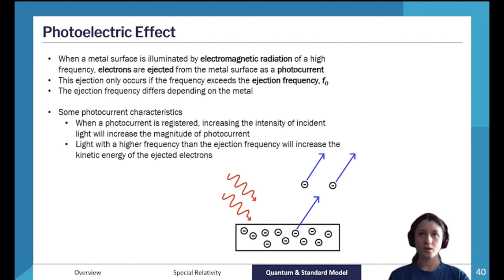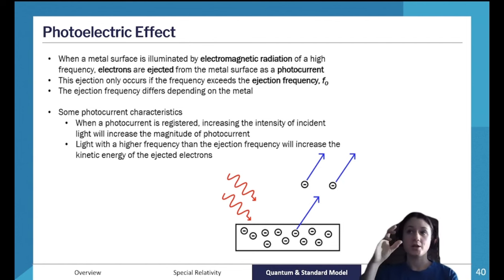So, when a metal surface is illuminated by electromagnetic radiation of a high frequency, electrons are ejected from the metal surface as a photocurrent. So, if we shine a light on a metal surface, it will give a little bit of energy to the surface, and eventually it will give energy to the electrons inside of that surface, and the electrons will jump out. Alright, and they'll create a photocurrent because they'll run around in the wire.